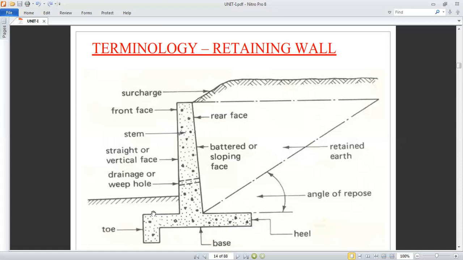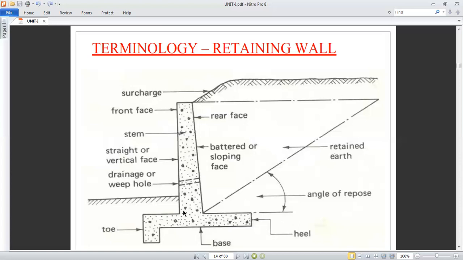Okay, the toe is always a smaller portion. The heel is always larger, I mean, larger lengthwise. Okay, so this side we have backfill. This backfill has to be retained by your retaining wall. That backfill can be either liquid, earth, or any other material. Some quantity of backfill is also available above your toe. So this vertical portion is nothing but your stem.